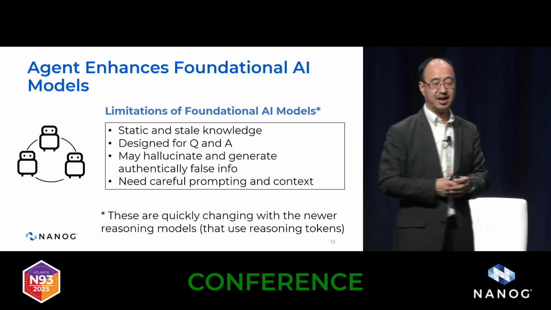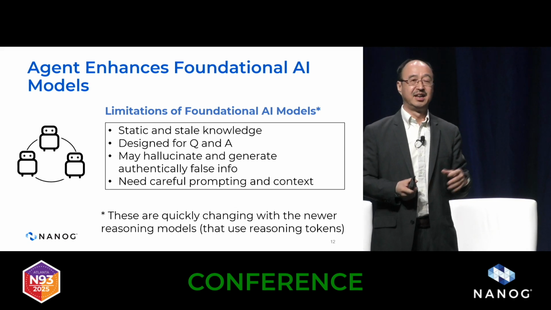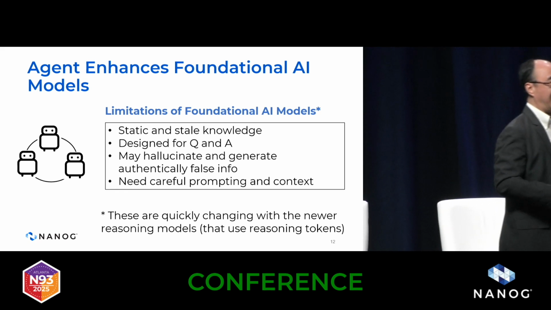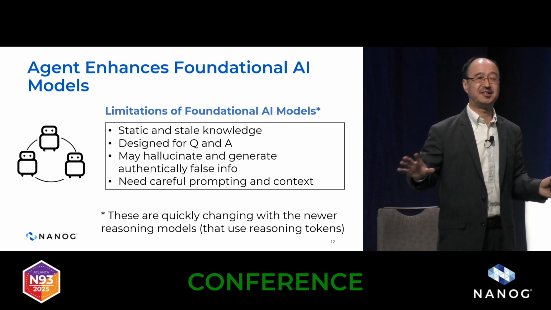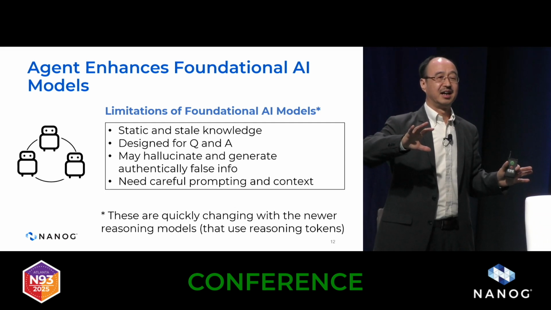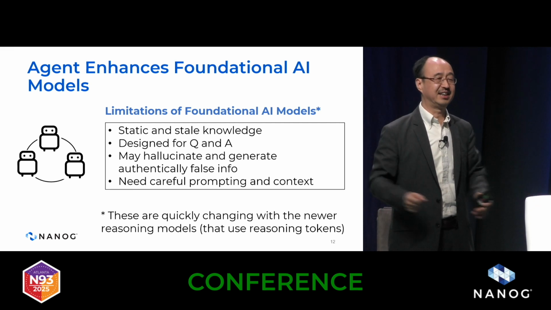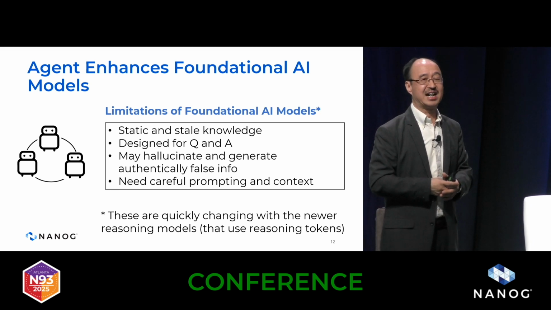Let's maybe step back. Why do we need agents? Because there are some limitations of the foundational AI models. I would have a big caveat there because, as you know, AI model development is changing very fast, right? Daily, I could say, or maybe weekly, very fast.